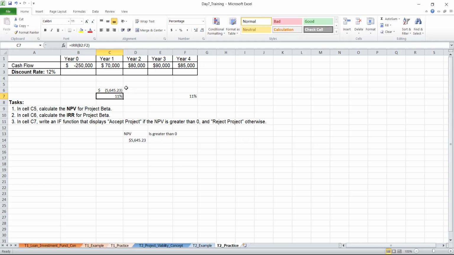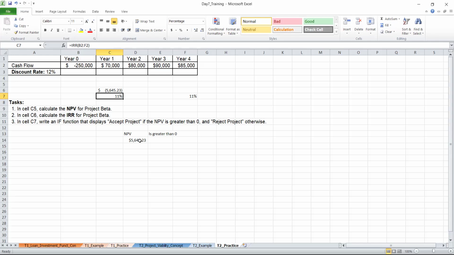And how about the second, which is IRR, internal rate of return? B2 to F2, sir. What is the result of it? 11%, sir. So now your NPV is how much? NPV is negative. What is the value for NPV? Minus $5,645. So the NPV is minus 5,645 and IRR is 11%.